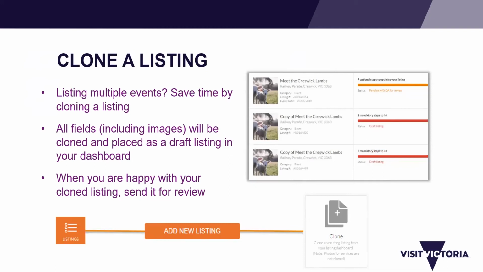All fields within the listing will be cloned, including your images and videos, and this will be placed as a draft in your dashboard. You can then edit the fields relevant to that event, such as tweaking the photos or the description, and then when you're happy with your cloned listing, be sure to send it for review so that it can be published.